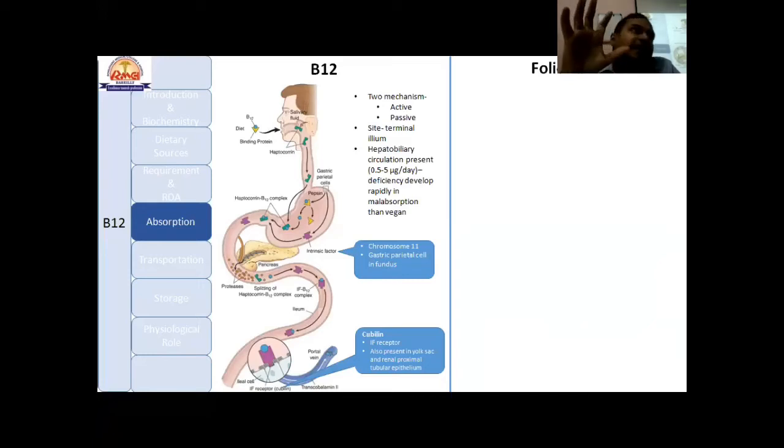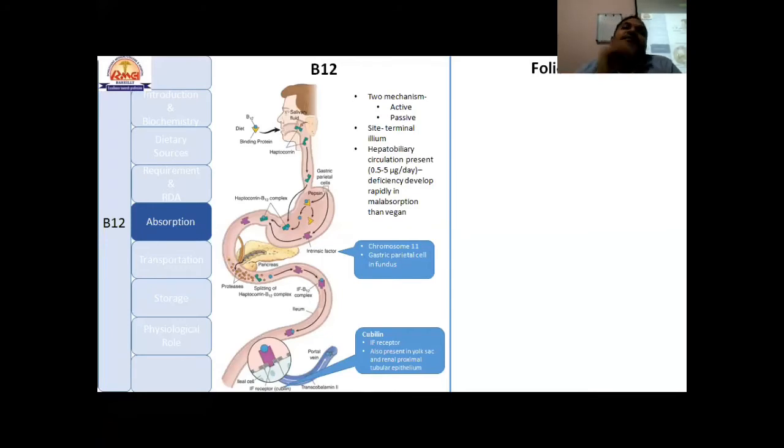We must understand there are two forms of absorption. First is passive, requiring no energy, and second is active. Most commonly B12 is absorbed by the active route. The passive route is very less efficient. Less than 1% of total oral doses get absorbed.